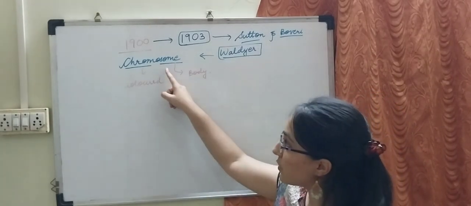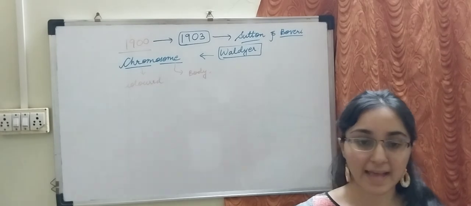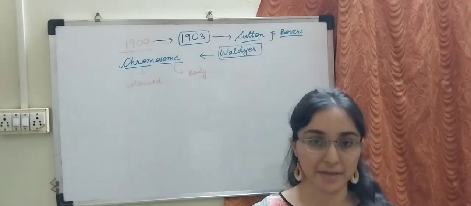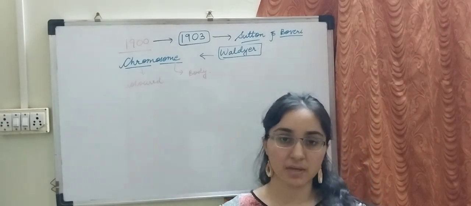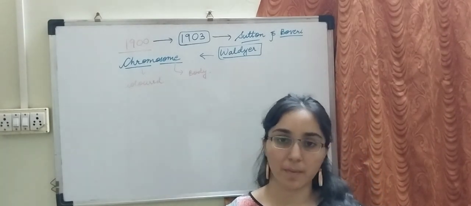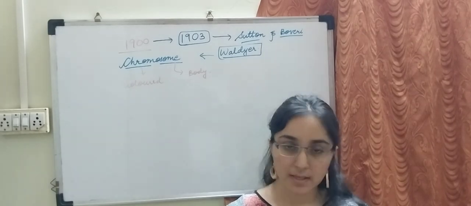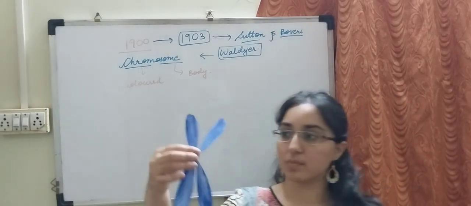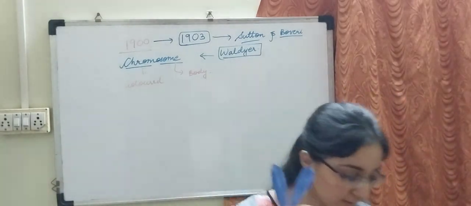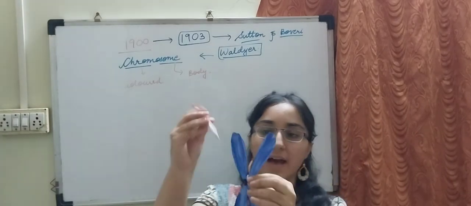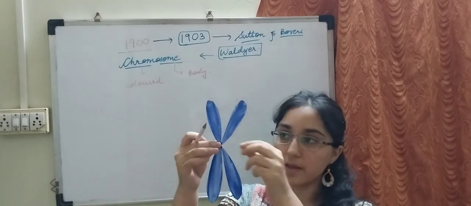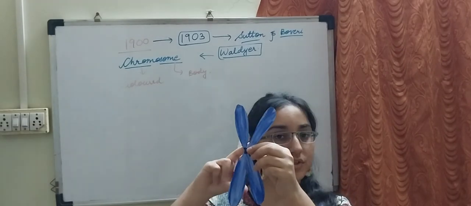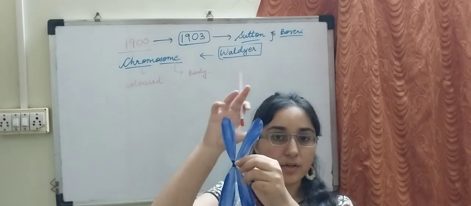The chromosome is a colored body, and the main function of the chromosome is inheritance. It carries the genetic information from the parents to the offspring. So this is a chromosome. You can see that the chromosome has two arms, and it also has two strands.